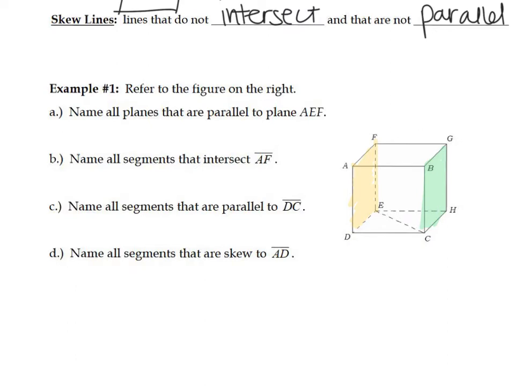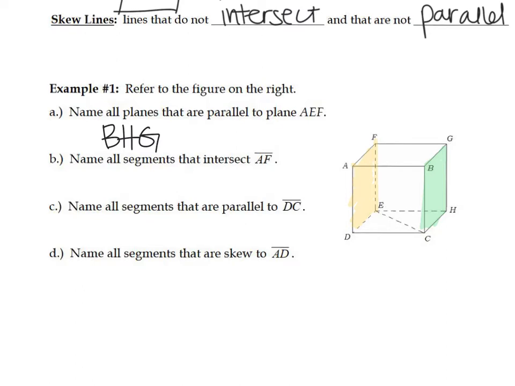So now we just have to figure out 3 letters to name it. As long as I have 3 letters that aren't collinear, I'm fine. So I'm just going to go with B, H, and then G. This is the easiest way to name it. It is not the only way to name that plane, but it's the one I'm going to use.